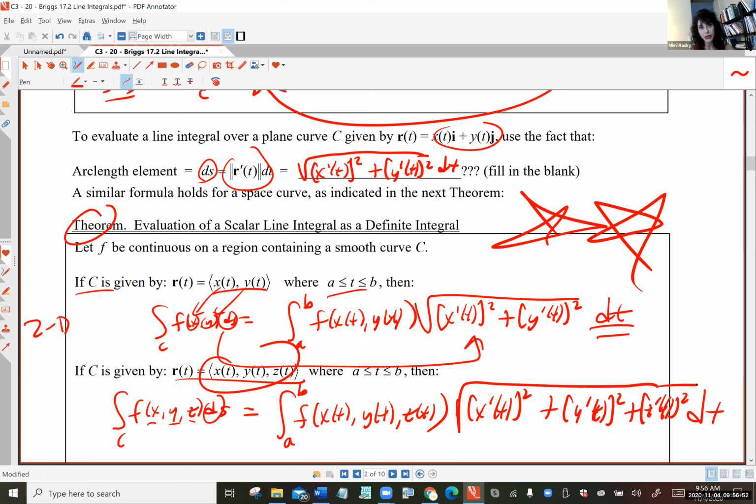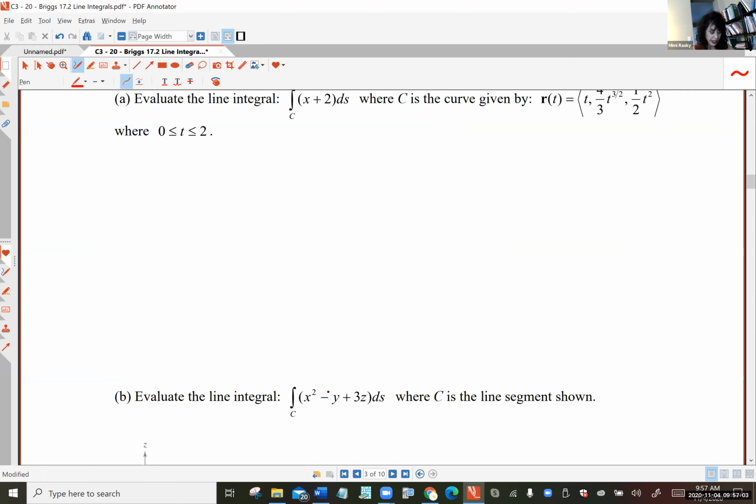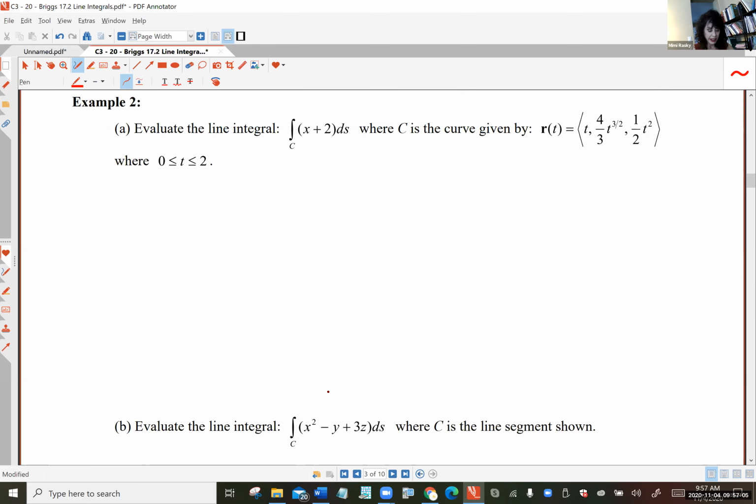Let's do one problem and then I'll kick you out of here, okay? An easy problem where it's already parameterized for us. Nice. Okay, so what of it? Well, take a look at letter A here. They give you the density function x plus 2, okay? And they tell you, go do a line integral. How do you know they're asking us to do a line integral? Because they have an integral symbol with the letter C right beneath it. That means go do a line integral, okay?